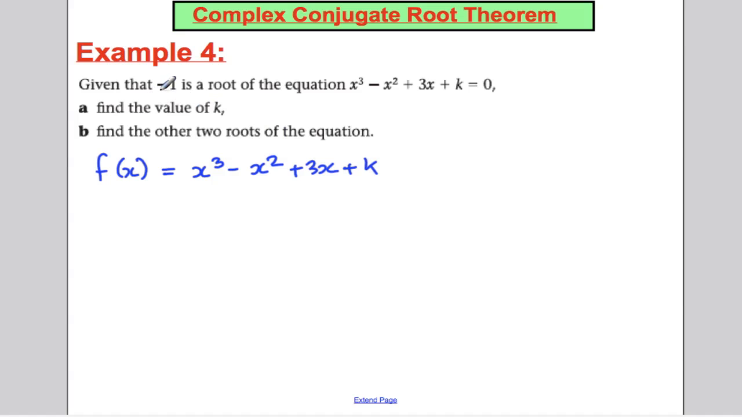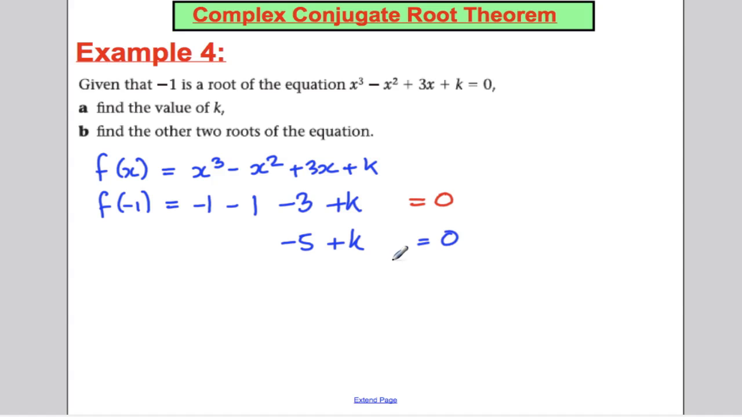Now, I know that -1 is a root. So I know that if I substitute -1 into this equation, I must get the answer 0. So let's sub in: -1 cubed is -1, subtract -1 squared is 1, plus 3 times -1, which would be -3, plus k. Now I know this by the factor theorem must be 0. Because when I put -1 into the polynomial, because -1 is a root, it makes the polynomial equal to 0. Now let's collect this up. That's telling me that -5 plus k is therefore 0, and it tells me therefore that k must have the value of 5 if I add 5 to both sides.